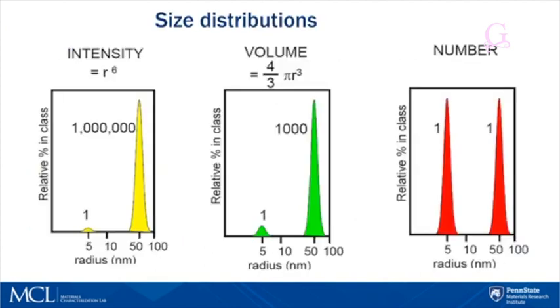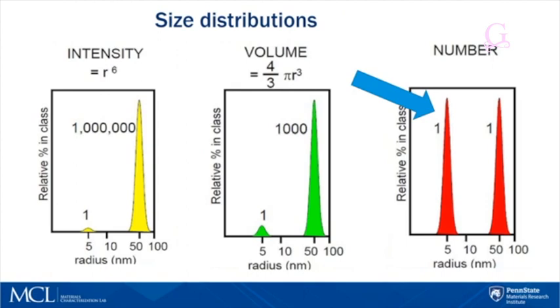DLS analysis gives information about average particle size and also provides size distributions. These size distributions can be weighted by intensity, volume, or number. In number distribution, every particle has equal weighting. For example, the 5 nanometer particles are equivalent to the 50 nanometer particles for number distribution.